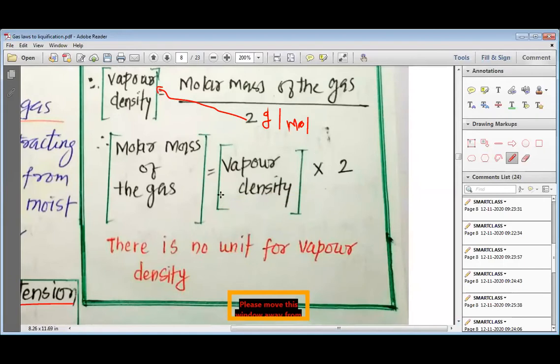So this is the formula to calculate the molar mass of the gas. If vapor density is given to you, you just need to multiply the vapor density with 2 and you get the molar mass.